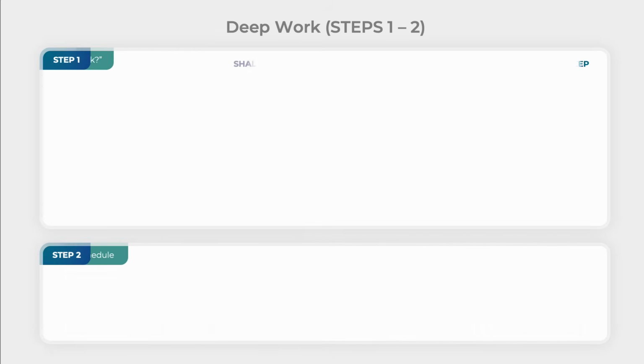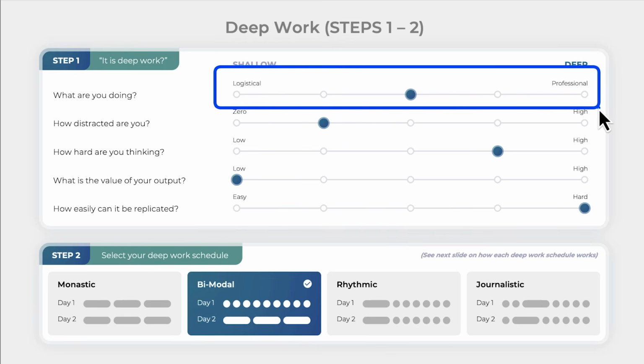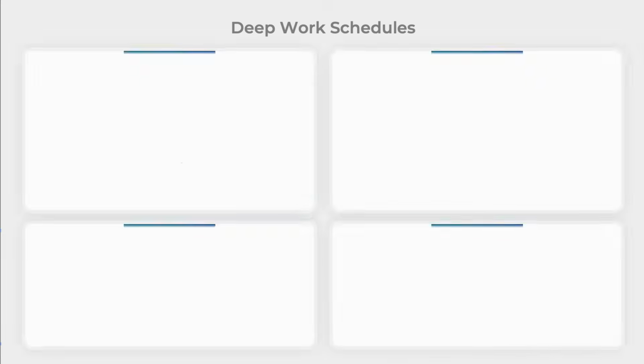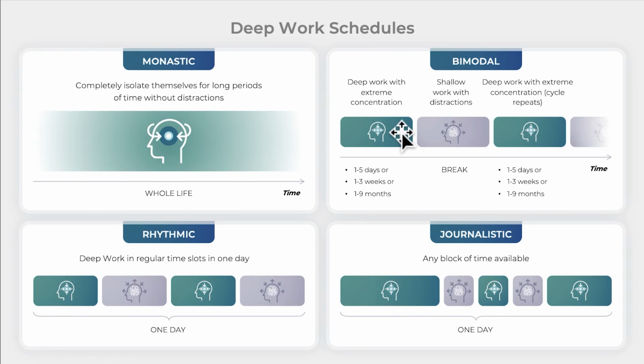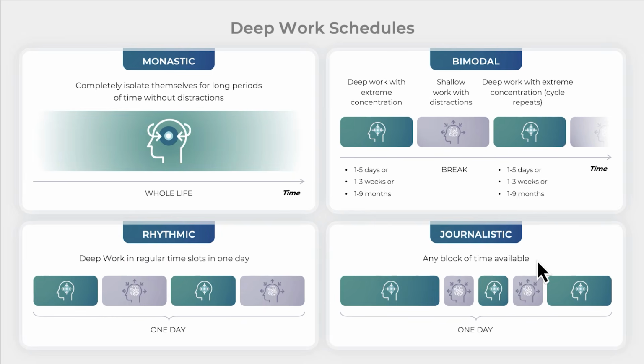Now, with that differentiation in mind, first assess if the task at hand is considered as deep work or shallow work by scoring each of these assessment questions on a sliding scale. Then pick which deep work schedule suits you. Now, to learn more about the 4 types of deep work schedules, refer to this outline, which visualizes the cadence and concentration timeline for the monastic, bimodal, rhythmic, and journalistic deep work styles.